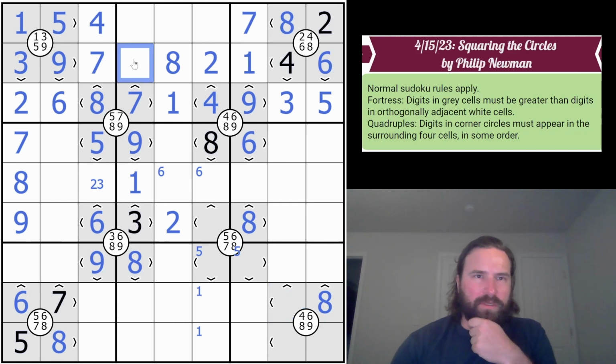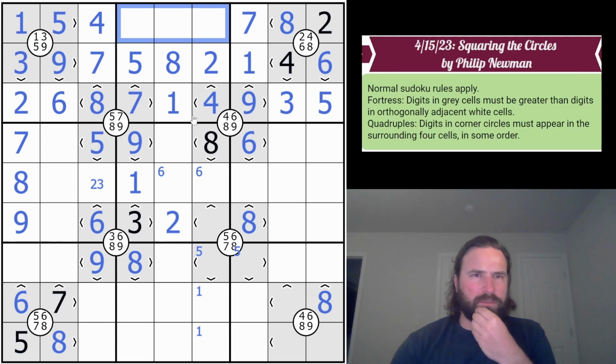One box left here. 1, 2, 3, 4. It's a 5 again. Okay. Alright, so only 3 left in this box and this row. Is that helpful? It's a 3. Is it 3, 6, 9?